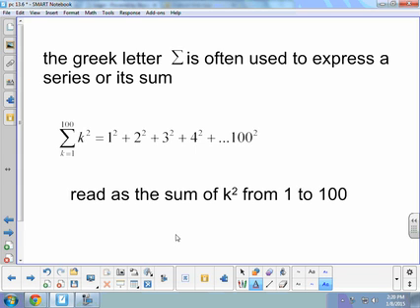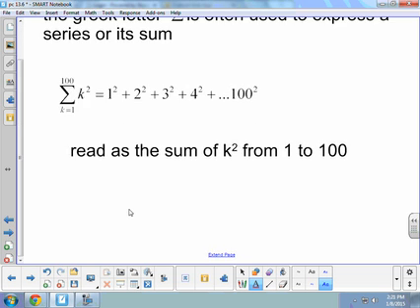I'm sure you're asking yourself right now, what does sigma notation mean? Sigma is the Greek letter, and this is actually a capital sigma, and it's often used to express a series or its sum. For example, this one would be read as the sum of k squared from 1 to 100. All I'm really doing is taking that k squared and plugging in 1, 2, 3, 4, 5, 6 continually until I reach 100, and then you could add those together.